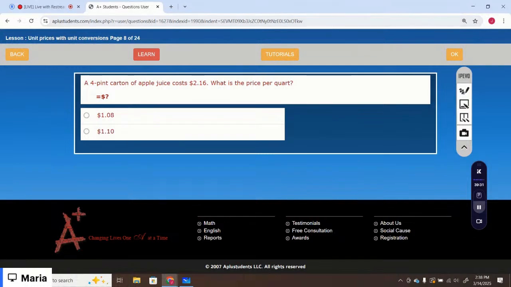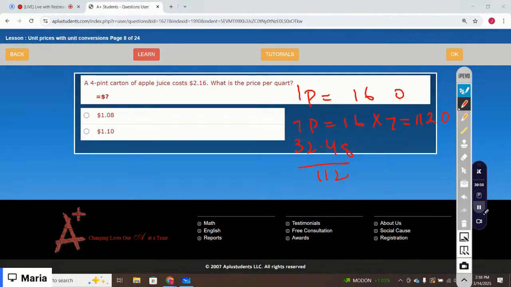A 4 pint carton of apple juice costs $2.16. What is the price per quart? You have to convert from pints to quarts. 1 pint equals how many quarts? 1 pint equals one half of a quart.